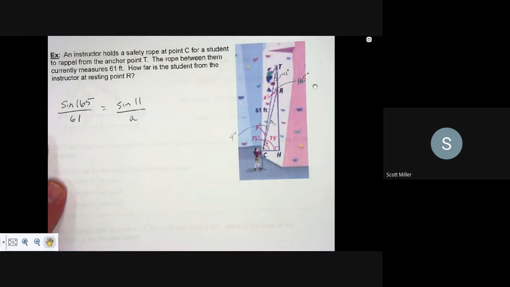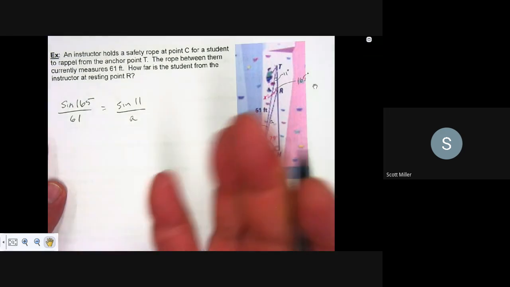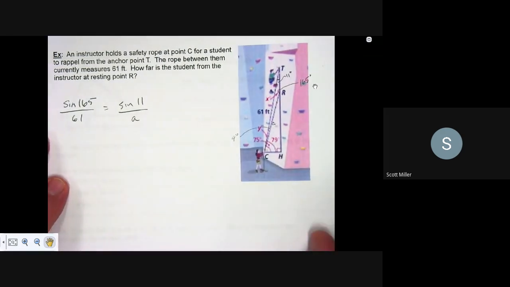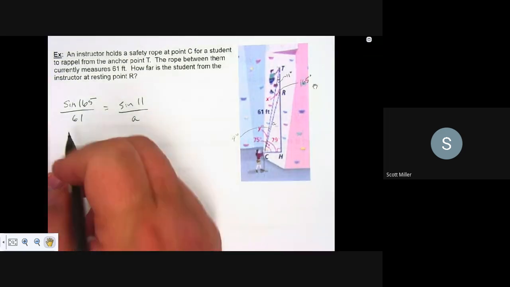You start: what do I know? What can I do? Start finding all those things, and then it helps you determine the best approach once you start seeing some patterns emerging. Cross multiply all this out, solve for A.